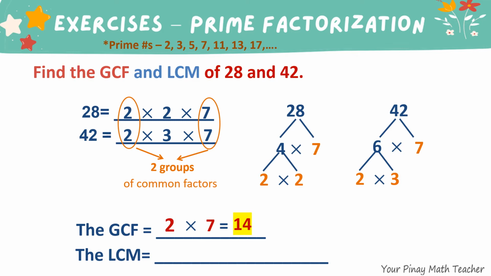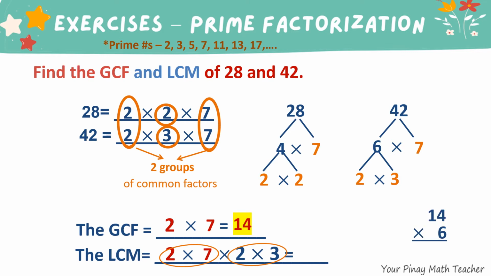To find the LCM, you will still use 2 and 7, but you have to multiply it by the remaining factors, which are 2 and 3. Multiplying 2 and 7 and 2 and 3, we have 14 times 6, which is equivalent to 84. So the GCF is 14 and the LCM is 84.